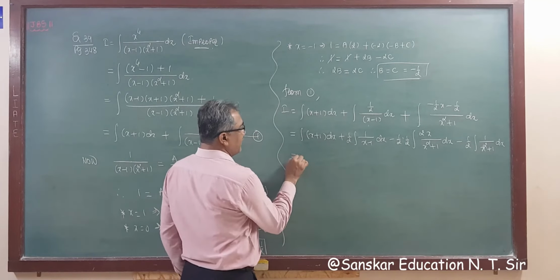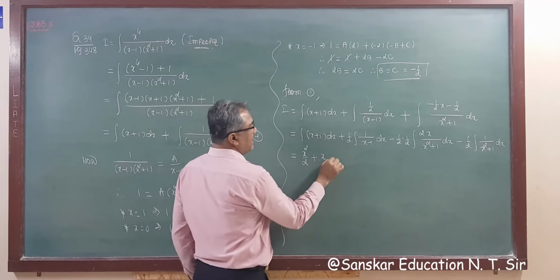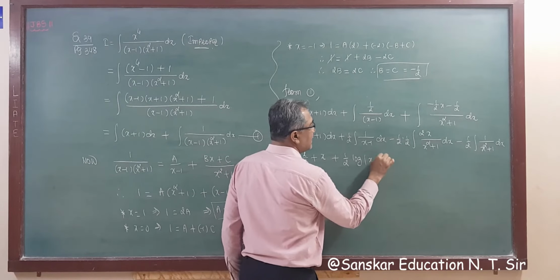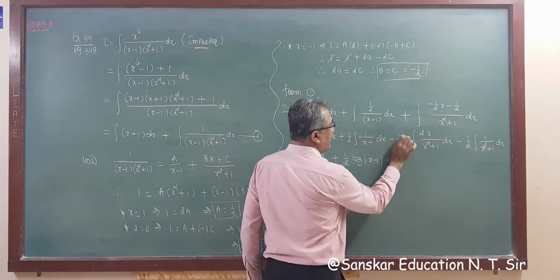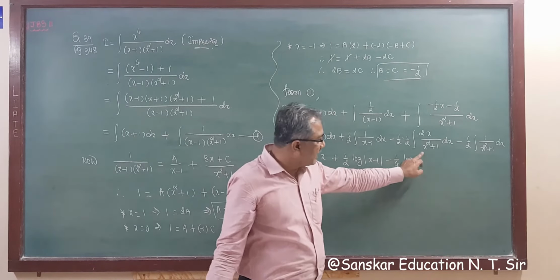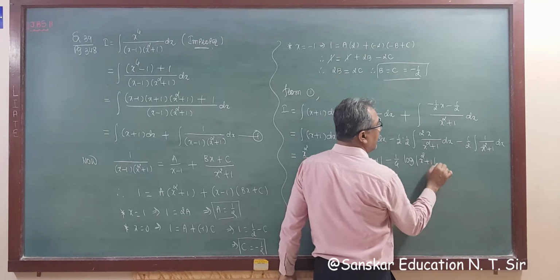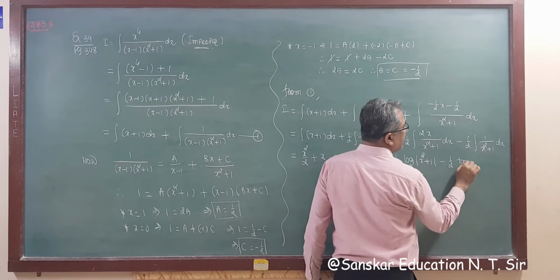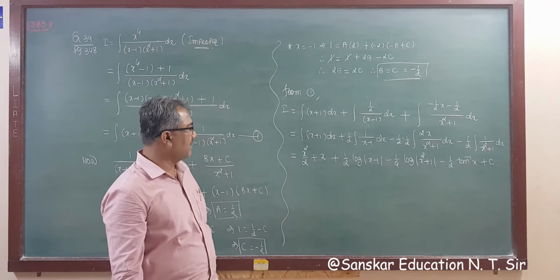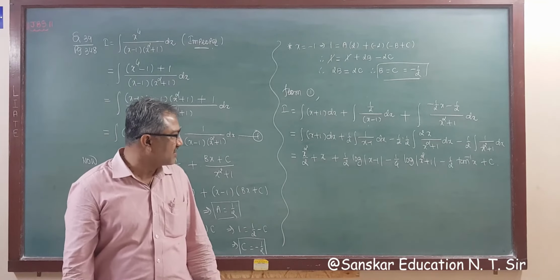So your final answer will be, integration of this is x square by 2 plus 1, that is x, plus 1 upon 2 log mod x minus 1 minus 1 upon 4. Log derivative, denominator is in numerator, so log mod x square plus 1 minus 1 upon 2, and this is tan inverse x plus c. So this is your final answer, right? I don't know what is given answer in your textbook, but I hope so.